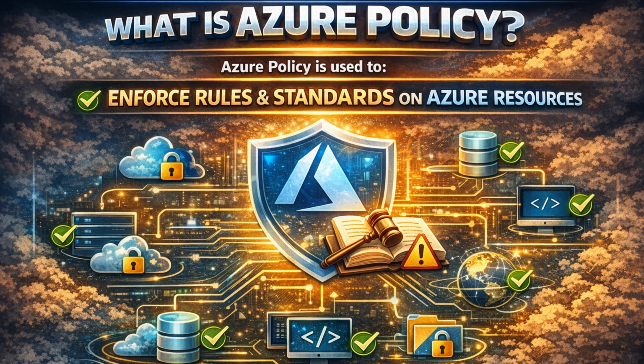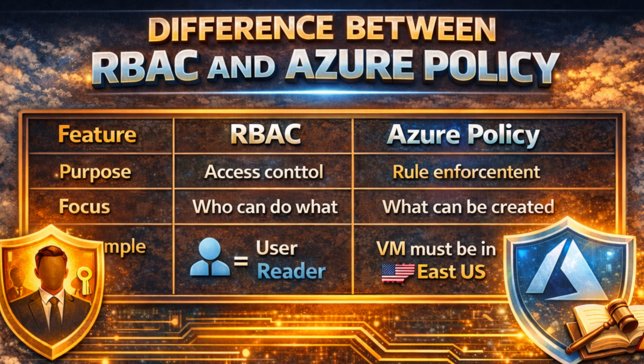Now let's move to Azure Policy. What is Azure Policy? Azure Policy is used to enforce rules and standards on Azure resources. RBAC controls who can do what. Azure Policy controls what is allowed or not allowed. Let's take some examples: only allow the East US region, block public IP creation, require resource tags, allow only specific VM sizes.